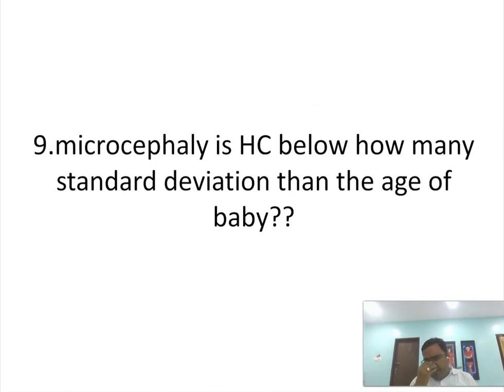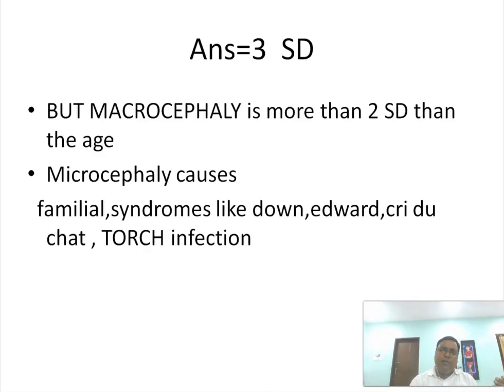Next, microcephaly. What do you mean by microcephaly? Your head circumference is below how many standard deviations? This we have to remember. Is it 2 or 3? To say microcephaly, your head circumference should be less than 3 standard deviations. But macrocephaly is more than 2. When the head circumference is more than 2 standard deviations for the age, then we can say it is macrocephaly. But for microcephaly, it is less than 3 standard deviations.